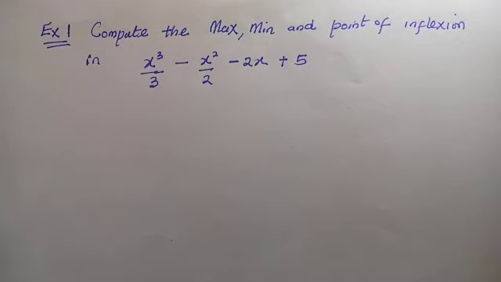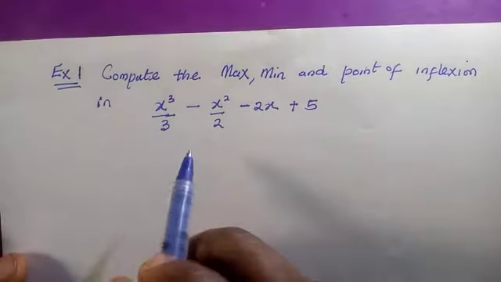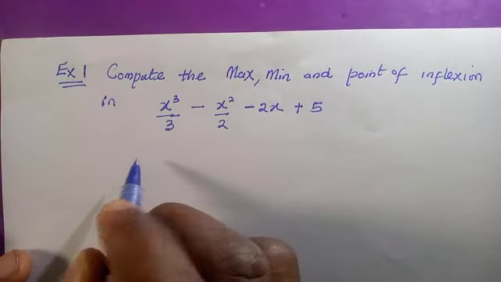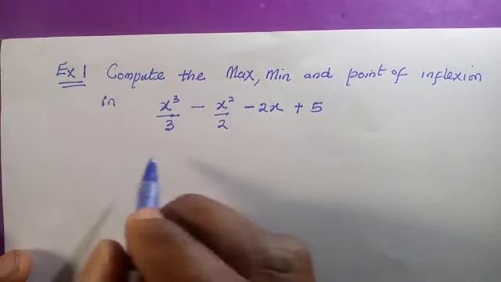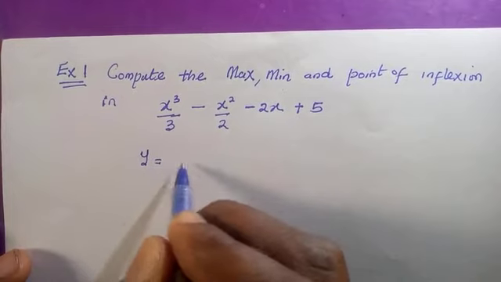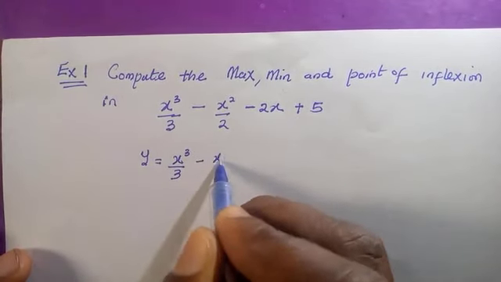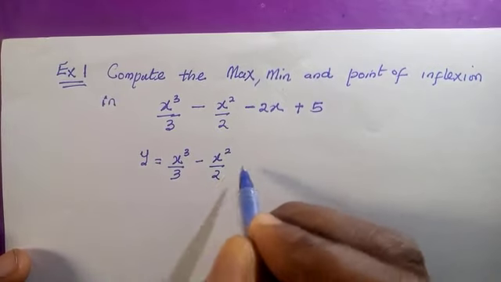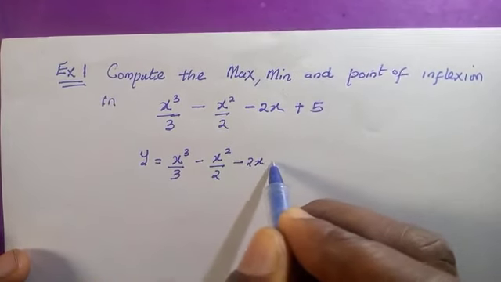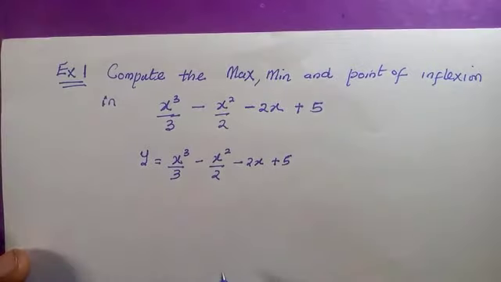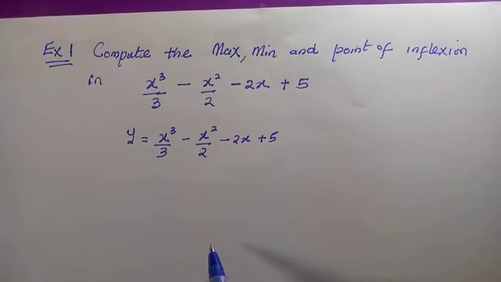Okay, let's see an example to clarify this. Given this, we want to compute the maximum, minimum, and the point of inflection. In this problem, we have x³/3 − x²/2 − 2x + 5. Let's say this equals y. From the procedure, the first thing we do is take the derivative, as stated in the steps above.